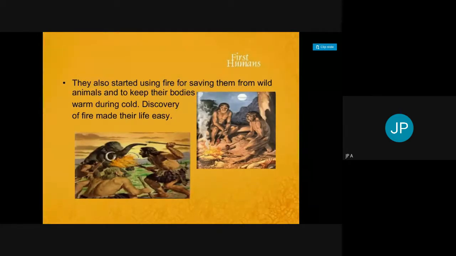And also in the cold climate, fire helped them to keep their bodies warm. So the discovery of fire was a very important achievement, not only for the ancient human beings, but even for us today. If fire is not there today, we'll not be eating our lunch this afternoon. So we tend to take these things for granted.